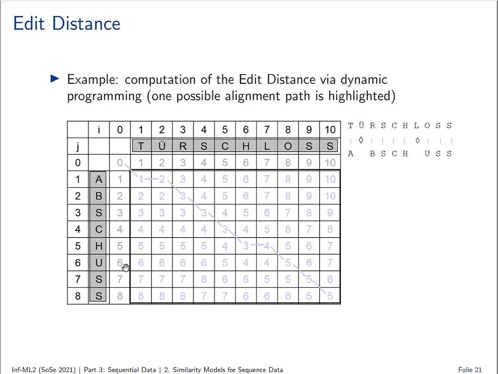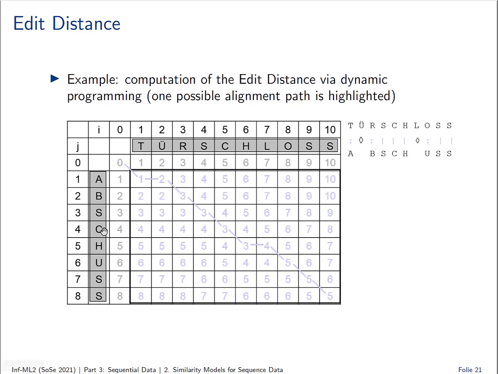The first column is the other way around. If we want to transform an empty sequence into A, we need one insertion of A, or into AB we need to do 2 insertions, A and B. So we have 2 operations, up to 3 and so on and so on. So if we want to transform an empty sequence into Abschluss, we need to insert A, B, S, C, H, L, U, S, S. So we need 8 insertions, in that case 8 edit operations.